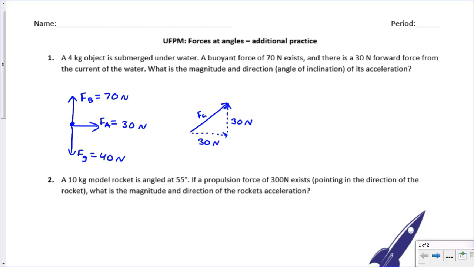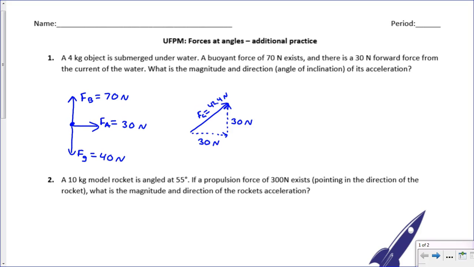We have to find a direction here, and I want to know what that quantity is, so we have to do some trigonometry. Doing the Pythagorean theorem, you can figure out that the unbalanced force is 42.4 newtons going up and to the right.